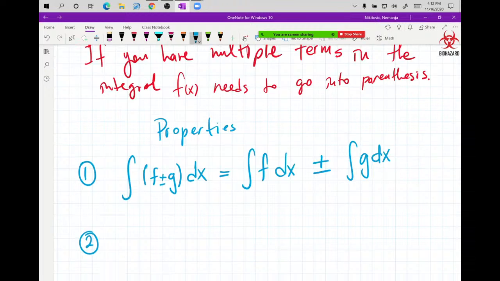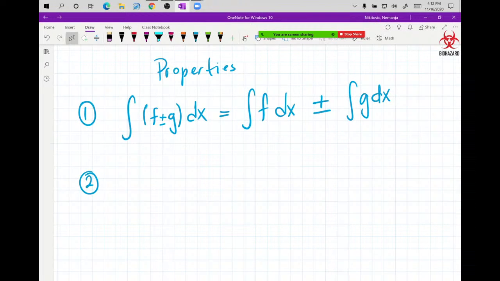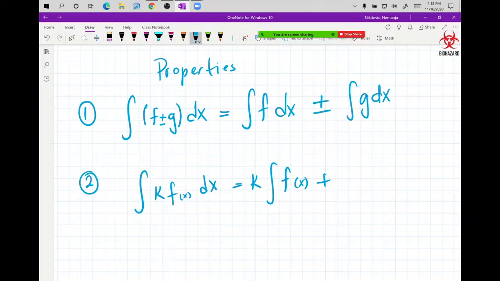And the second and last property, I can put more if you really want to, is the constant multiple. So let's say k times some f of x dx. So you can kick the constant in front of the integral and then just focus on what's inside. So you saw me just kick this one out. That's all it is.